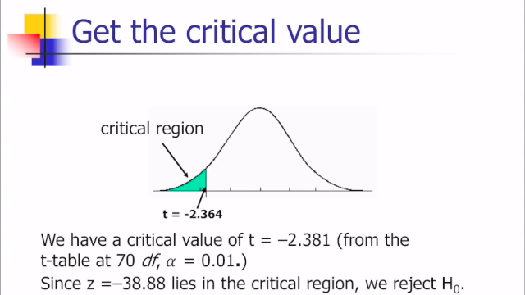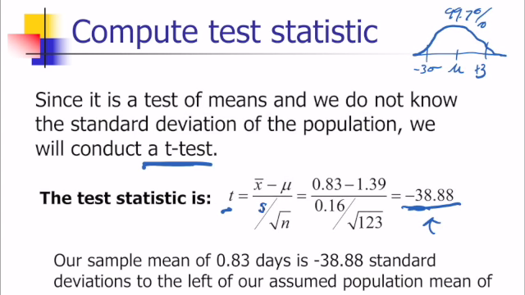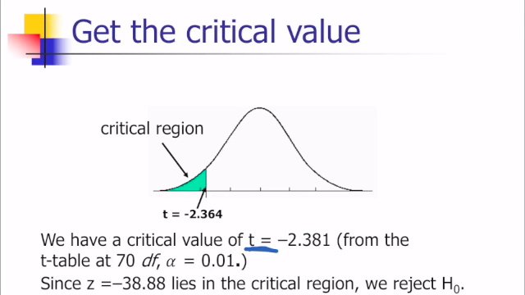Well, wait, right? We have to go to a critical t-value. We have to use our t-table. Remember that this is not a z-score, right? So we aren't going to our z-table. We're going to our t-table, which is different. So we have degrees of freedom of 70 because our sample size was 71 and our degrees of freedom equals n minus 1. And we go over to find a critical t-value of negative 2.381, okay, from our table.